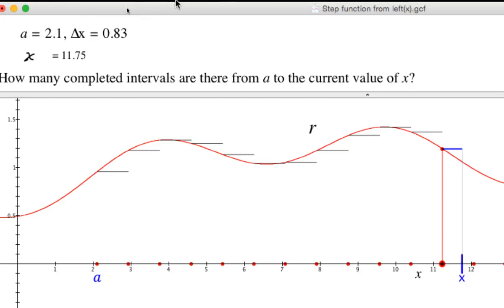Did anybody just count? Yeah, totally valid. How many are there? 1, 2, 3, 4, 5, 6, 7, 8, 9, 10, 11. 11 completed intervals. Okay, but we need math, right? We need math to do this for us.